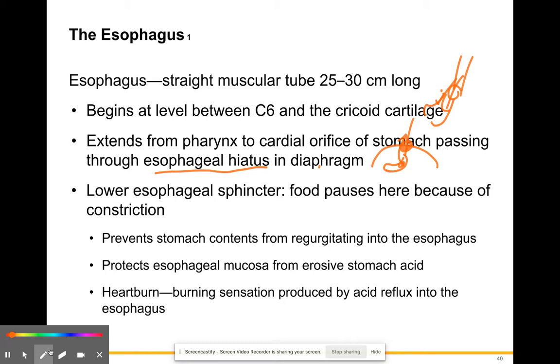What do you call that when that happens? What do you call when the stomach acids get into your esophagus? We call that indigestion or heartburn. Okay.